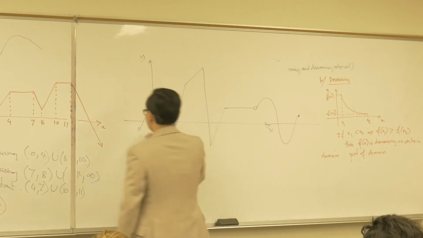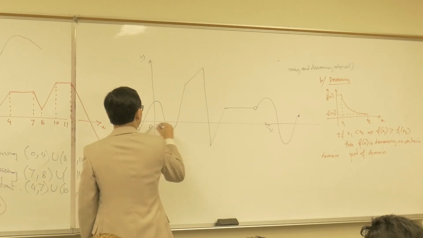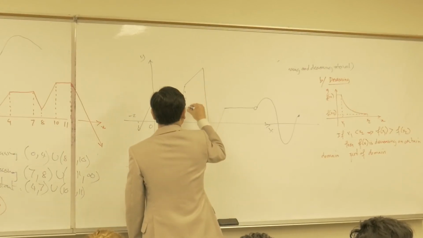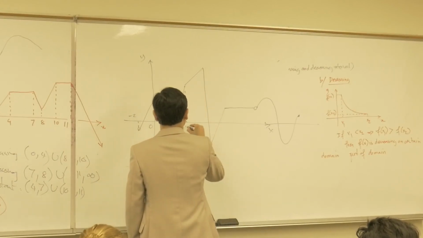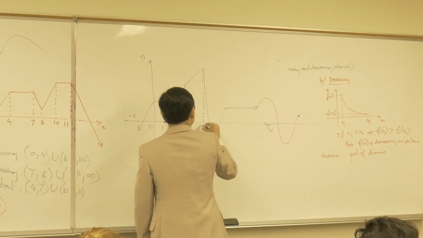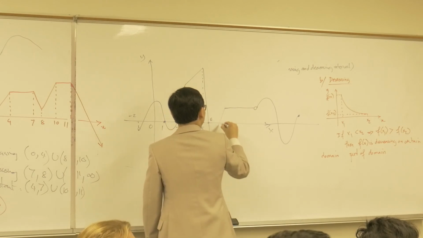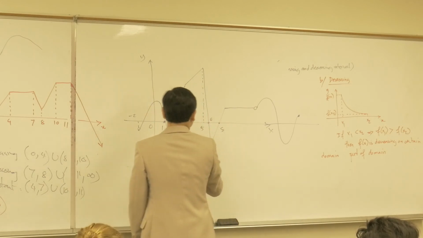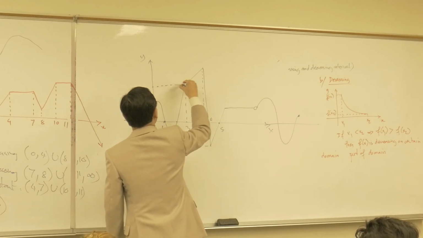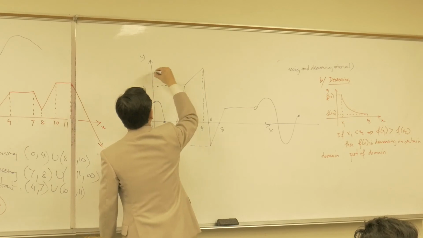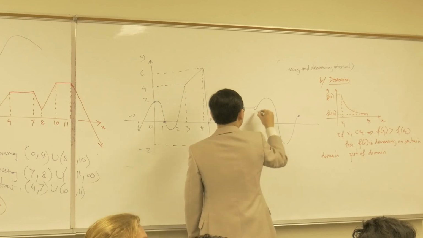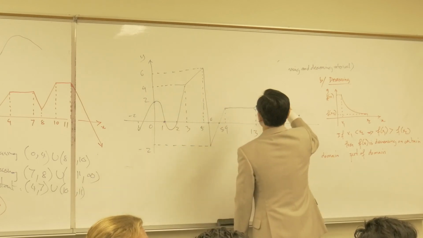Alright. So here, 2, 0, 1, 2. Over here is negative 2. Over here is 2. Over here is 4. Over here is 6. This is 9. This is 13.